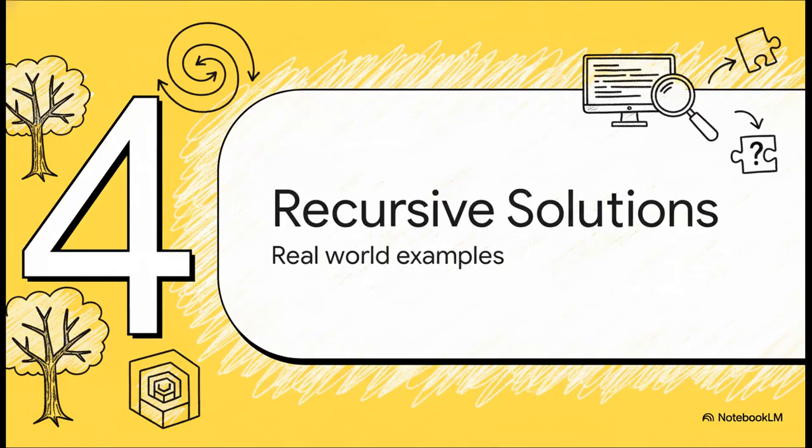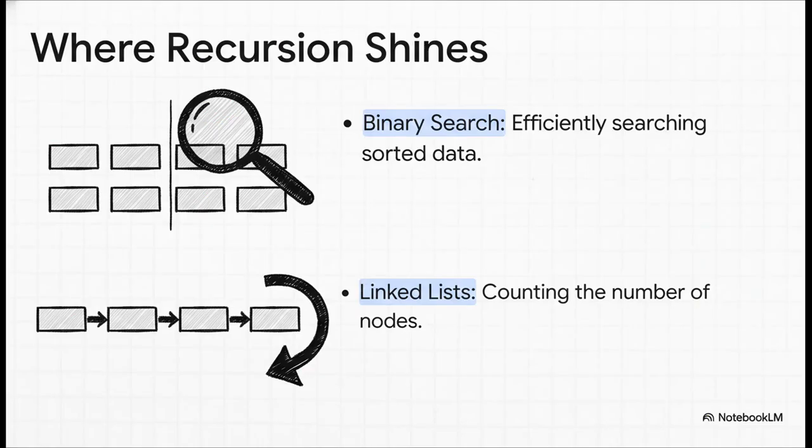So factorials are a fantastic way to learn. But where does this stuff actually get used? I mean, for the really big, messy problems, where does recursion really shine? Well, it turns out that some of the most important problems in computer science are naturally recursive.